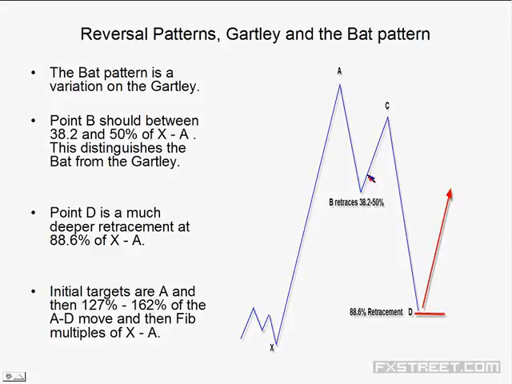Now, point C is going to bounce back up, and again, it's not prescribed here how far C is going to bounce back up, but it's going to turn the corner, and quite often what we're going to find now is that the move C to D is going to be much more than a measured move, because it needs to go all the way down. As you can see, it's going to go all the way down to the 88.6 retracement.